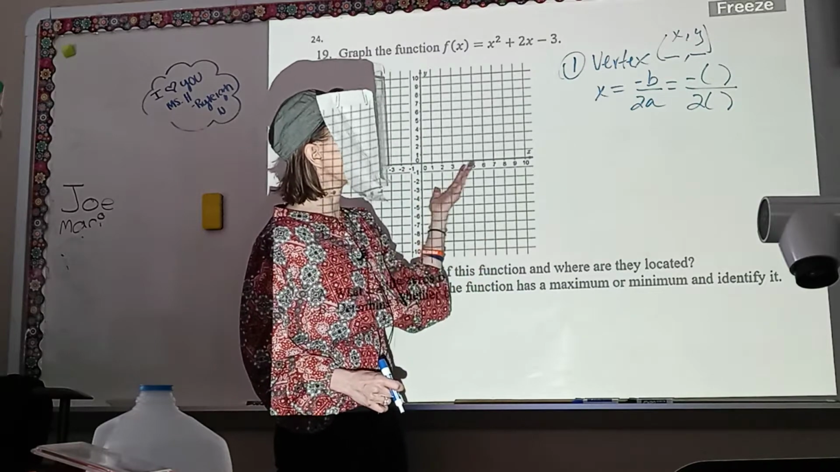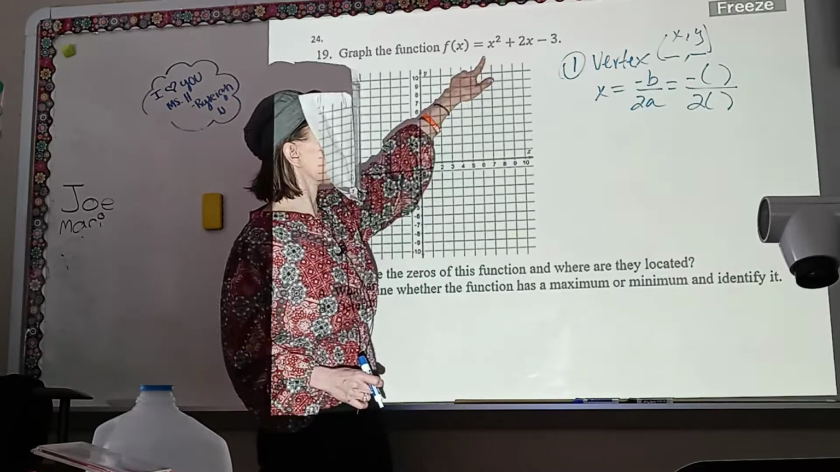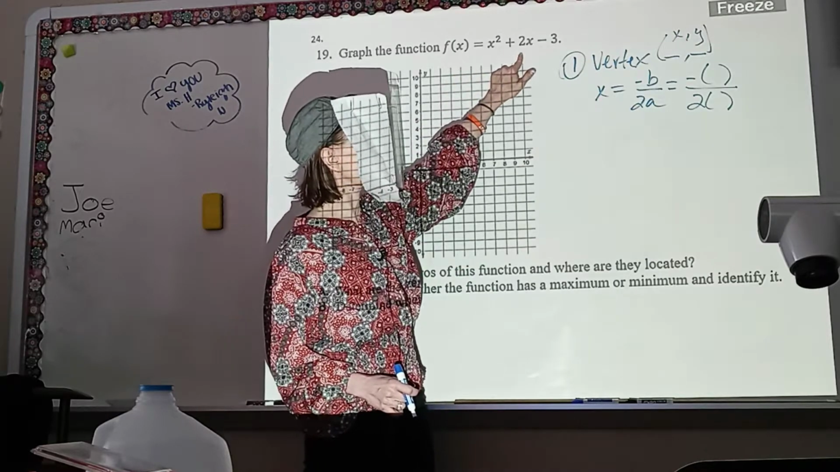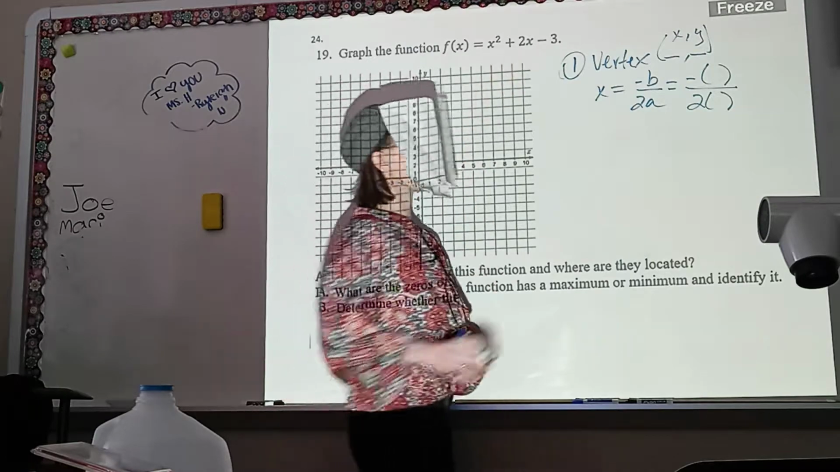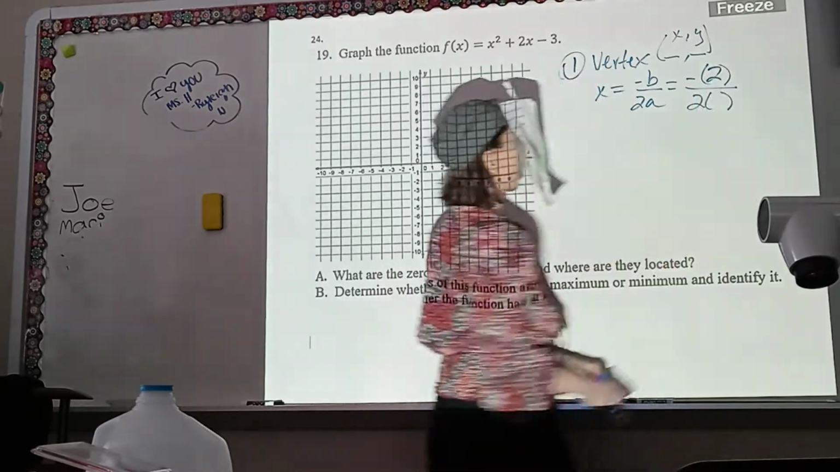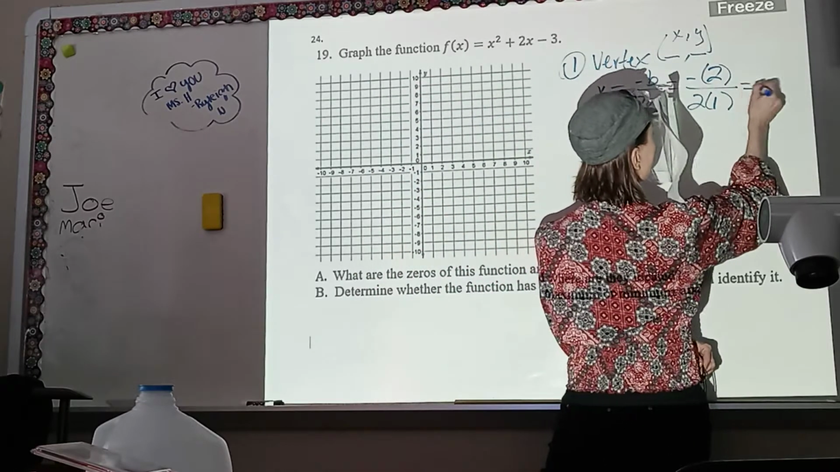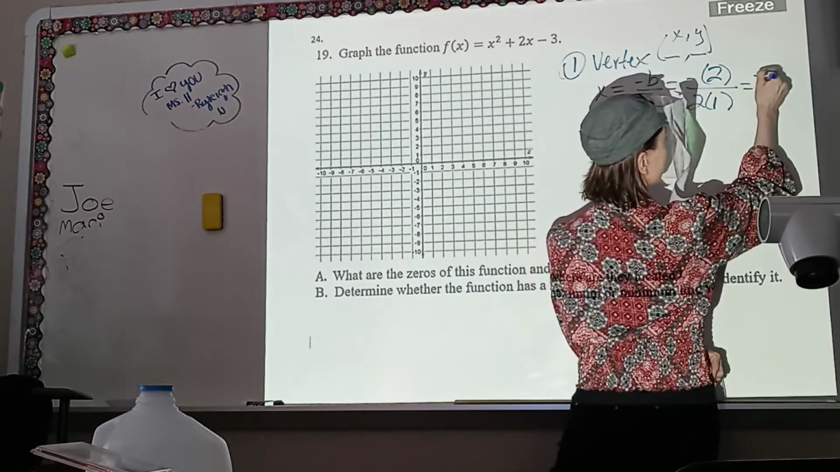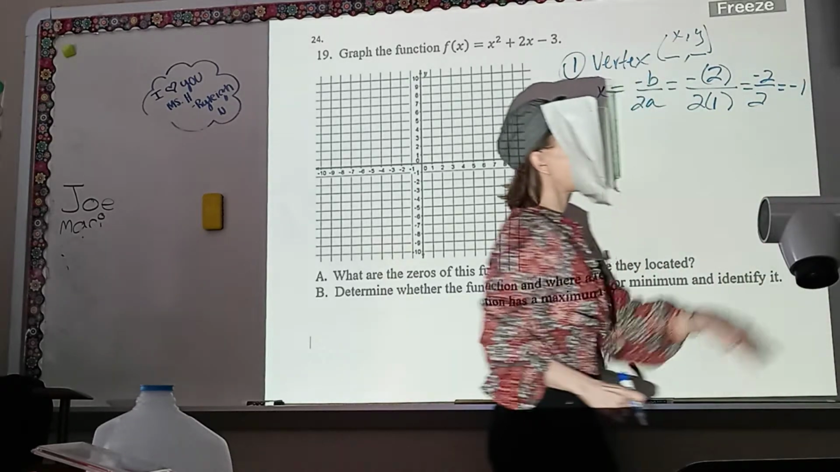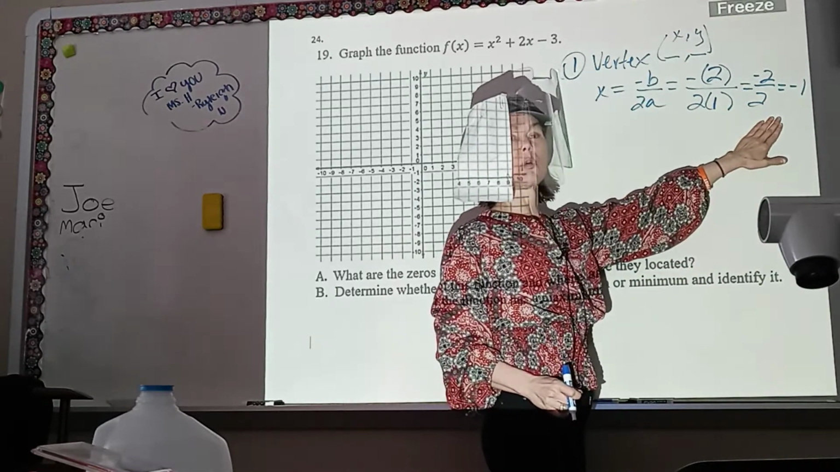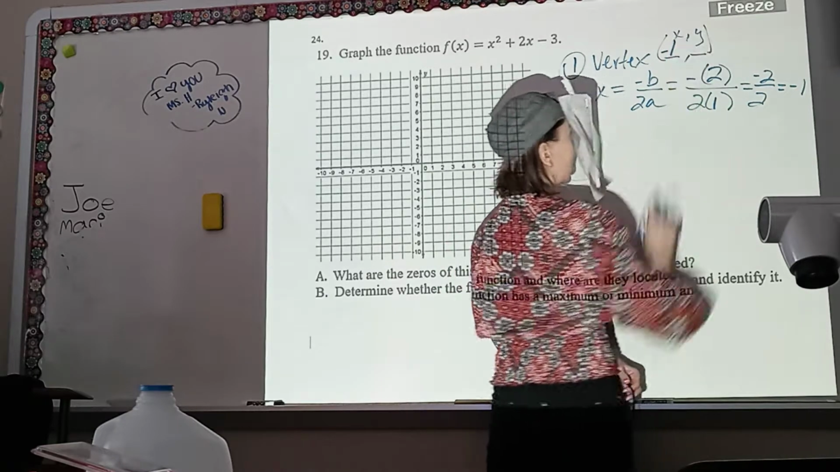To find the vertex, we have to use negative b divided by 2a. This is our a term, this is our b term, this is our c term. Our b term is 2, so we put 2 in that formula, and our a term is 1, so we put 1 here. The opposite of a positive 2 is negative 2. 2 times 1 is 2. So simplified, the x value of our vertex is negative 1. So go ahead and put negative 1.